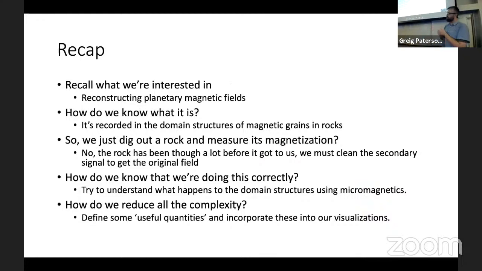And so what are we really interested in? We're really interested in reconstructing planetary fields. The way that we do it is we want to take a selection of grains that represent the kind of geometries of the magnetic materials that we see in our samples. And we know that we can't just dig things out of the ground and measure them. We have to understand the basic physics principles of how those particles are recording information. And one of the important facets of this is that we need to understand how we can reduce all the complexity that we see in our micromagnetic models.